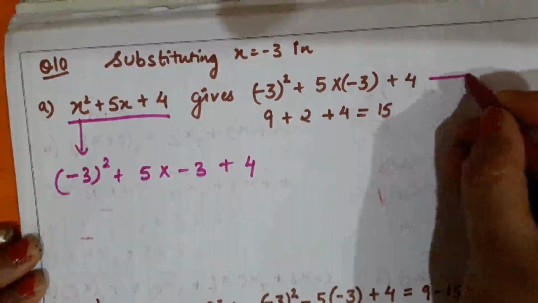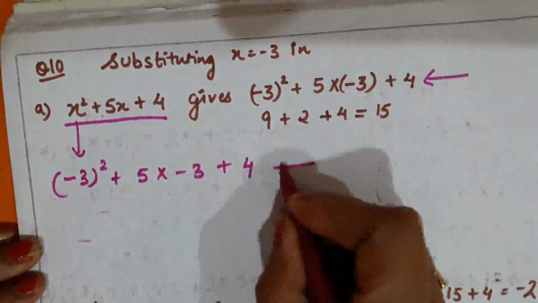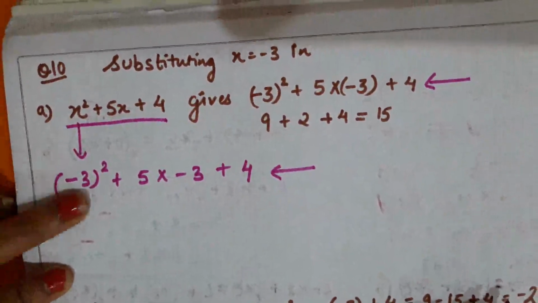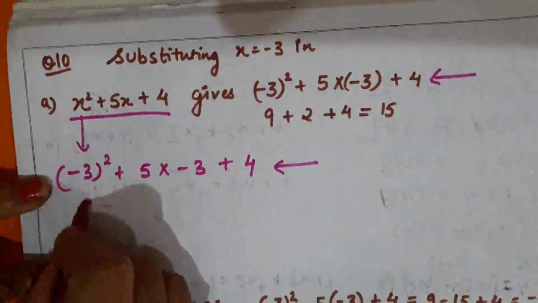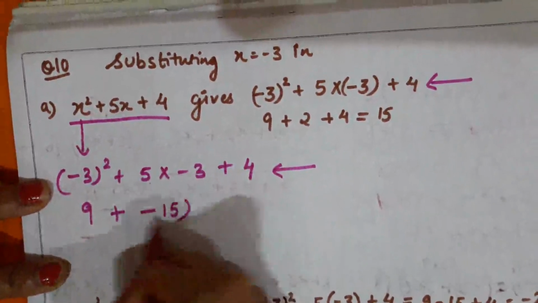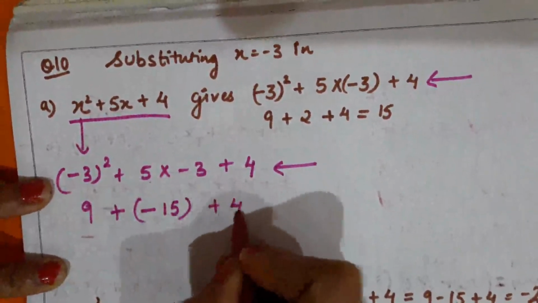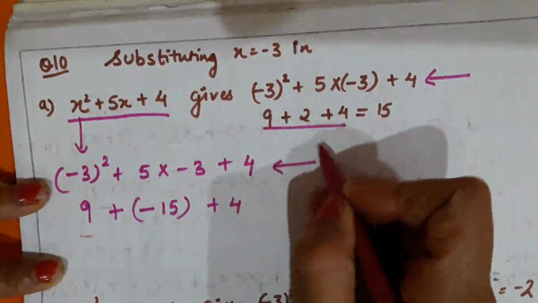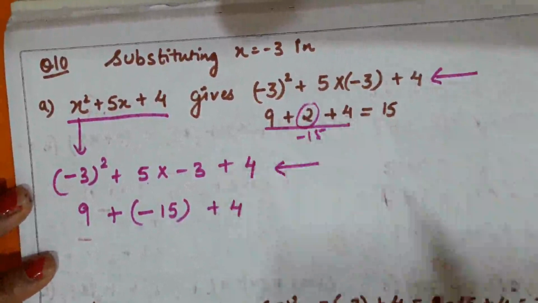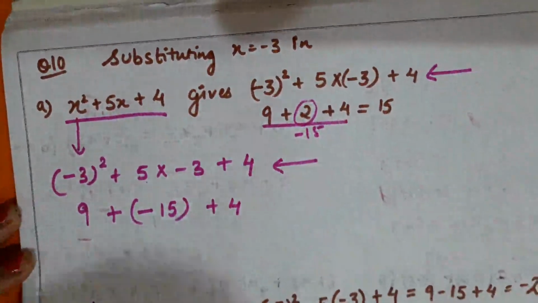So this statement is similar to my statement. Is it so or not? Yes. Okay, so 3 square minus 3 square is 9. 5 into 3 is -15 and plus 4. So now let's check this. So here 2 is there, but we need -15. So we are able to find out the error.